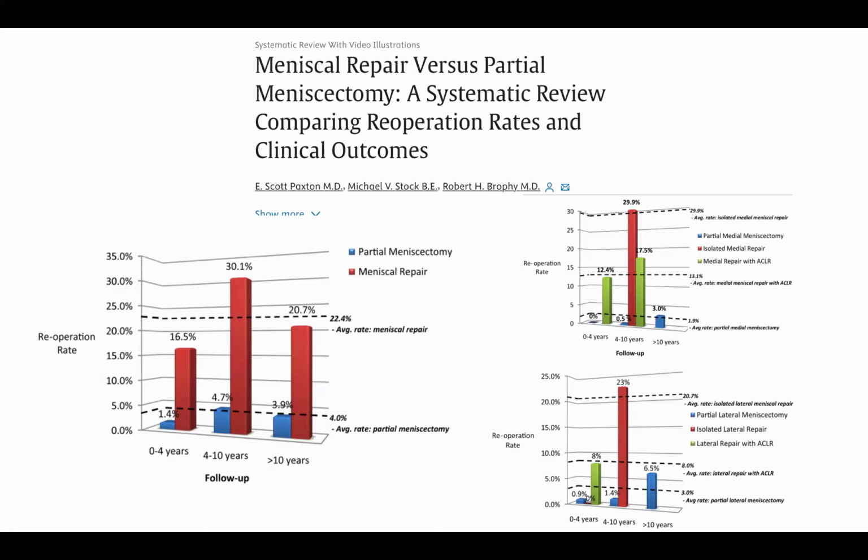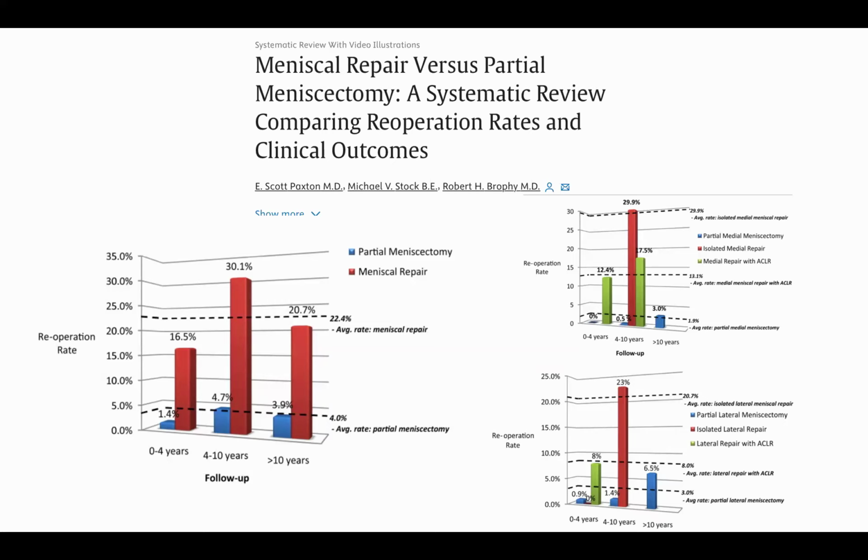This is pretty consistent with the majority of literature pertaining to meniscal repair, anywhere from 15 to 25%, depending on the particular paper that you look at. Additionally, this most frequently occurred during the 4 to 10 year time point and often results in subsequent partial meniscectomy, although repeat repair is performed occasionally.